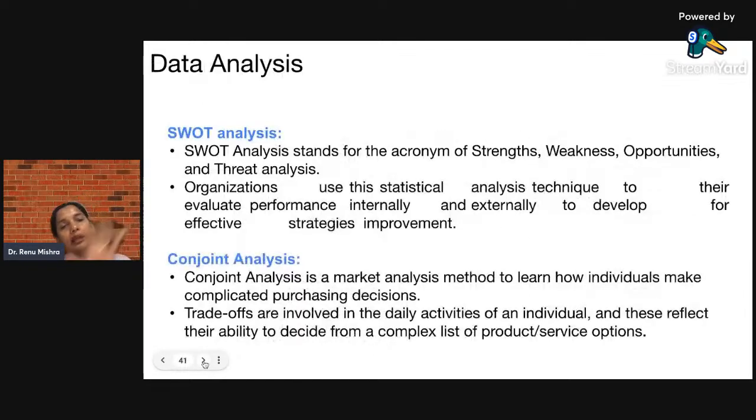Now comes your data analysis. When you talk about research, it's not only for the academic path, it's for your corporate purposes as well. So when you talk about SWOT analysis, strengths, weaknesses, opportunities, and threats, conjoint analysis is a market analysis method used when you are conducting a study to understand how individuals make a particular purchase decision.